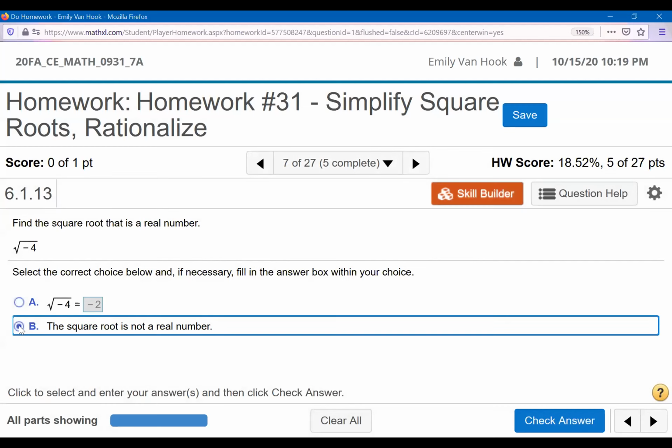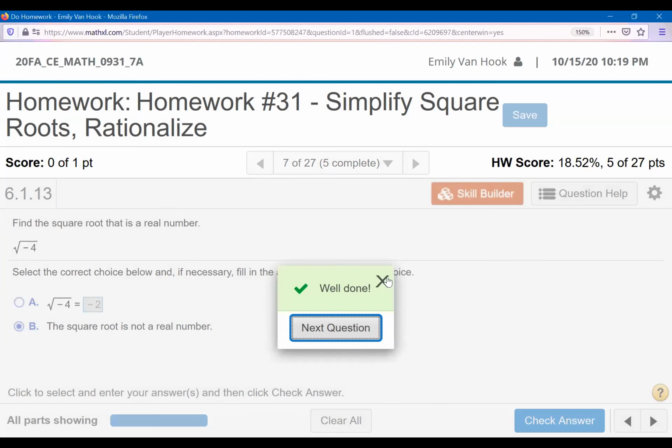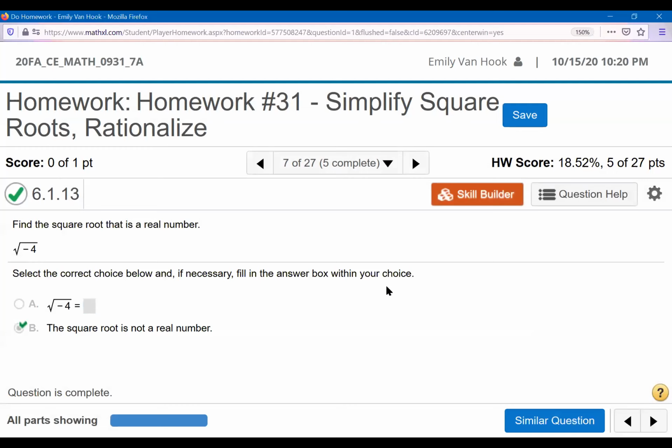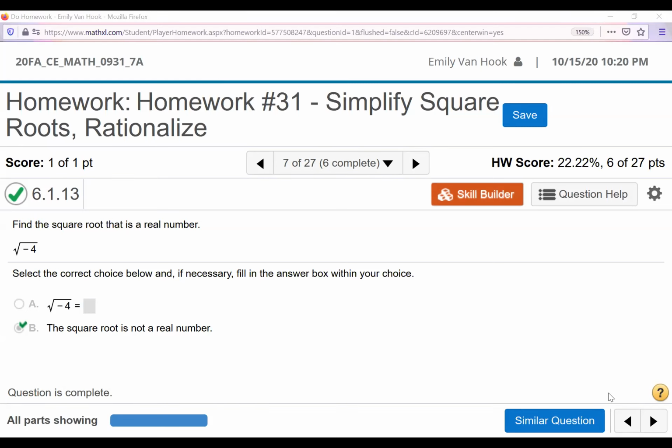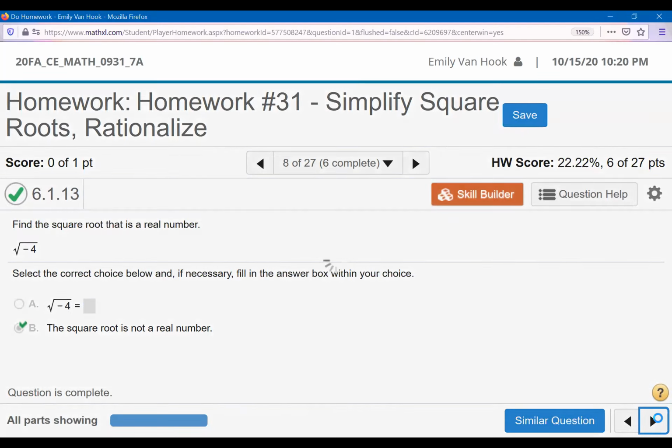And again, the reason why it wasn't -2 is because -2 times -2 isn't -4. -2 times -2, that would be +4. So one of the rules we learned is whenever you have a negative number under the square root, that is not a real root. That square root is not a real number. Okay, so that was number 7.